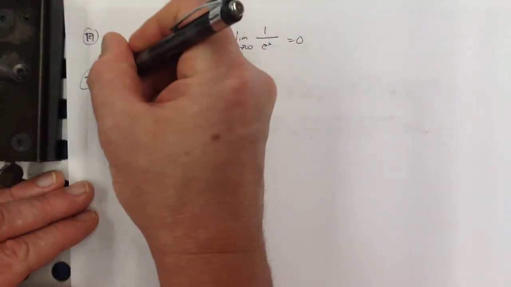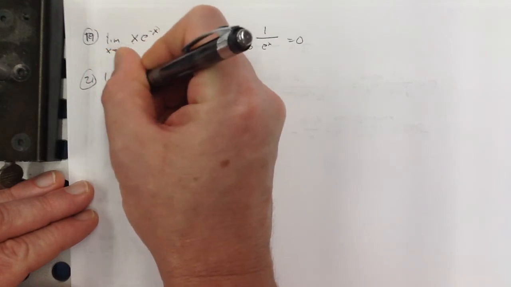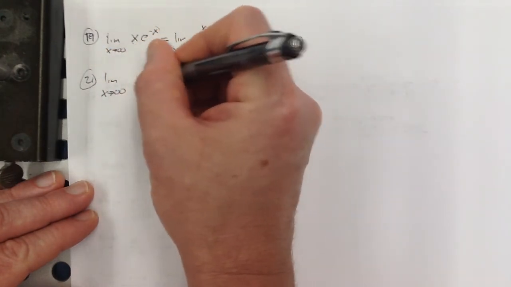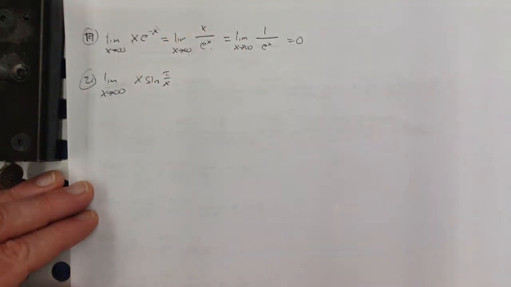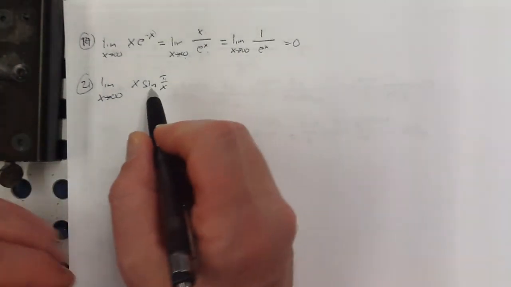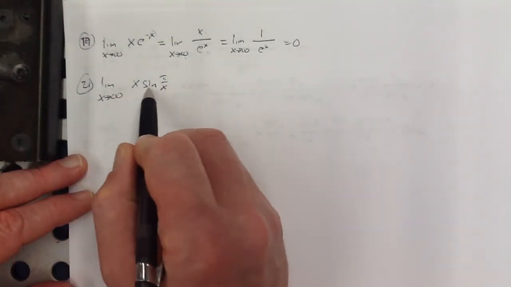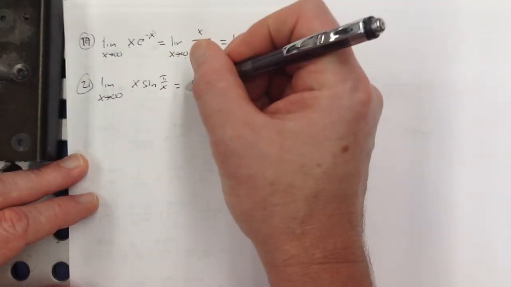How about the limit as x approaches infinity of x times the sine of pi over x? Well, this is going to be infinity times 0, because pi over x goes to 0 and sine of 0 is 0. So it's infinity times 0, so I need to make it L'Hopitalable.